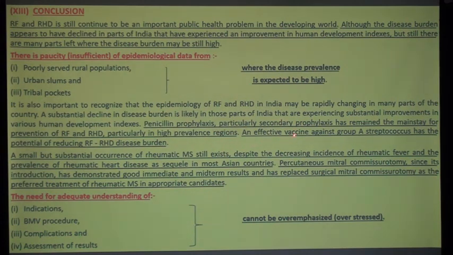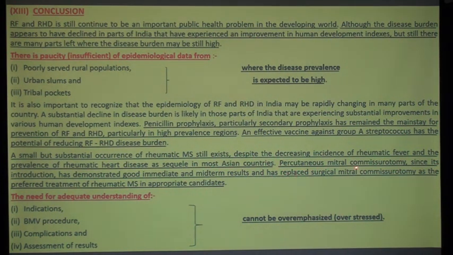An effective vaccine against group A streptococcus has the potential of reducing the rheumatic fever and rheumatic heart disease burden. A small but substantial occurrence of rheumatic mitral stenosis still exists despite the decreasing incidence of rheumatic fever and the prevalence of rheumatic heart disease as sequelae in most Asian countries.